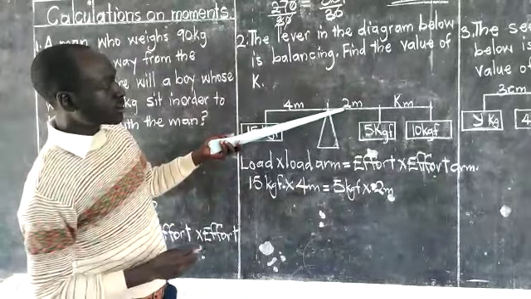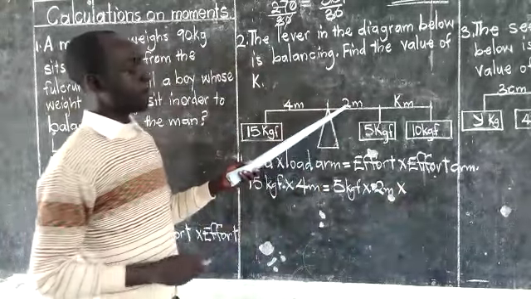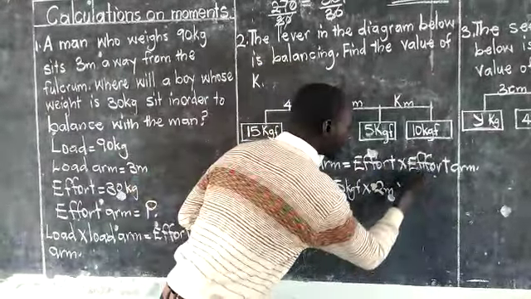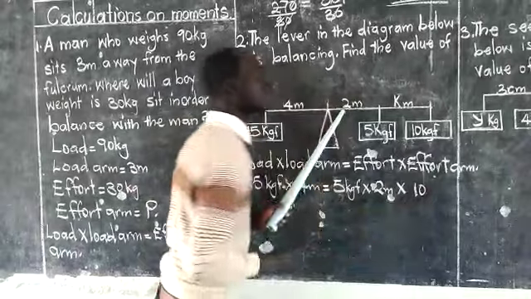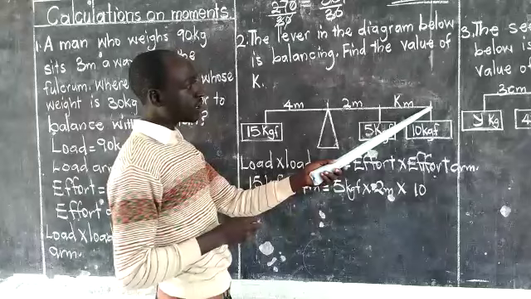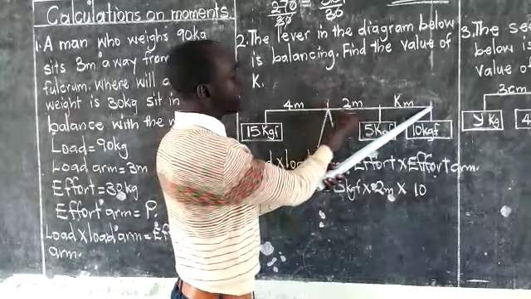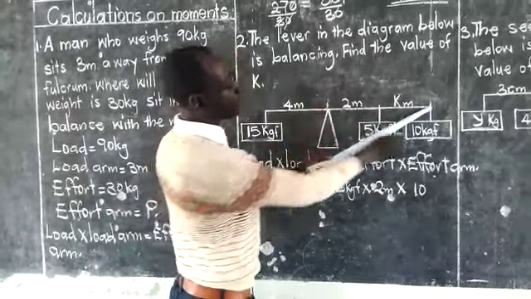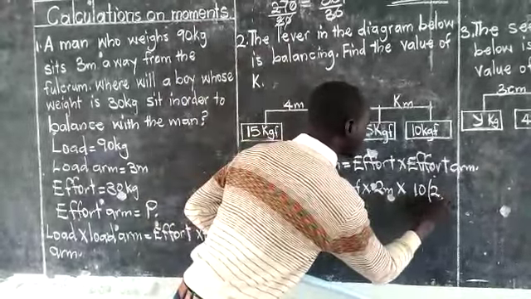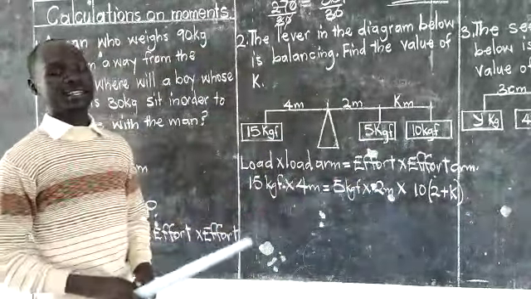Then this one is multiplied by this 10, the other effort, which is 10 kilograms force. Then the effort arm is from the 10 kilograms force to the pivot, where it has been divided into 2. So we shall add in order to get the arm for the 10 kilograms force. That is by saying 2 meters plus K. That is the effort arm for the 10 kilograms force.